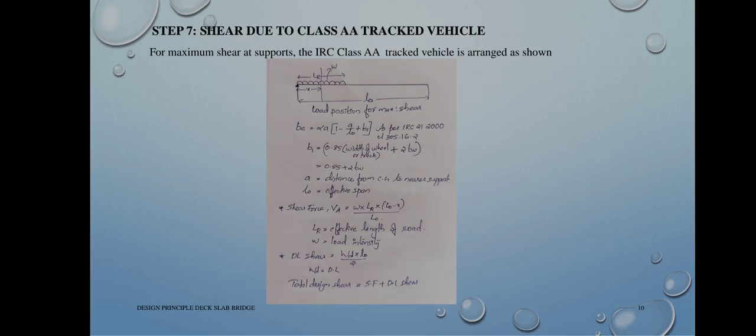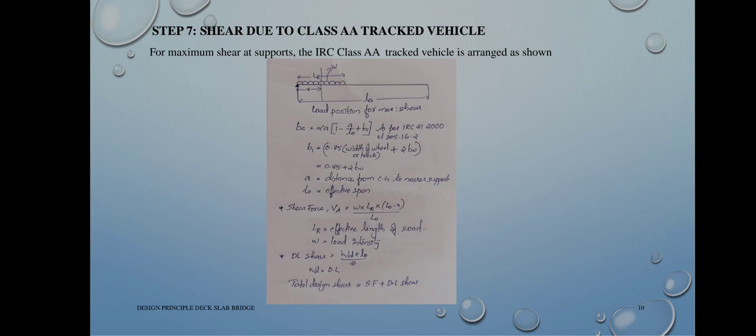Step 7. The shear due to Class A tracked vehicle. For maximum shear at support, the IRC Class A tracked vehicle is arranged as shown. This is the load position for the maximum shear. B effective is equal to alpha A into 1 minus A by L0 plus B1, as per IRC 21-2000 clause 305.16.2. B1 equals 0.85 plus 2 TW, where 0.85 is the width of the wheel or track. Then A equals the distance from center of gravity to nearer support, and L0 is the effective span.